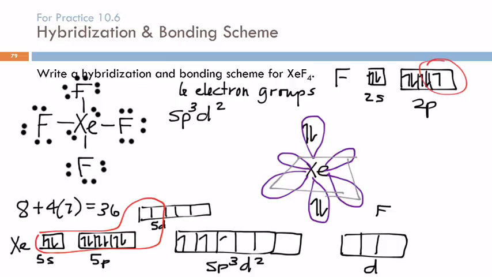1, 2, 3, 4, 5, 6, 7, 8. Which we have 2 lone pairs. So this is a lone pair, and that's a lone pair. That's these guys. And we have 4 half-filled orbitals, and each of these is going to overlap with the p orbital on 1 fluorine.